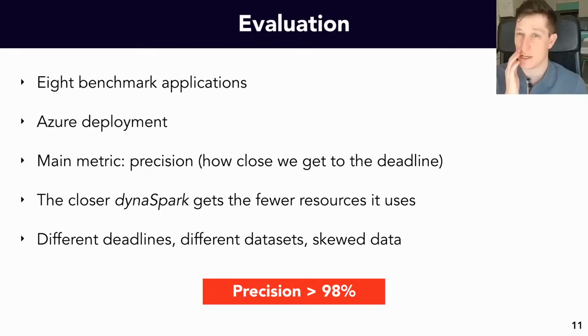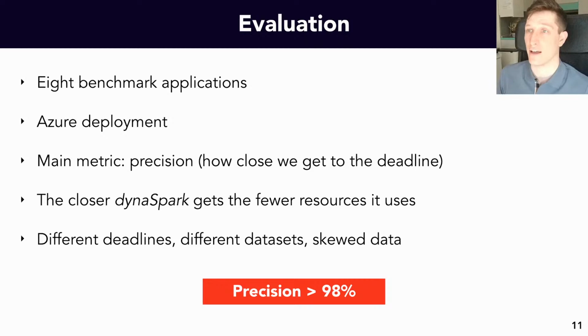For the evaluation, we extensively evaluated dynaSpark. Of course, here it's greatly summarized. We use 8 benchmark applications, and we deploy dynaSpark in Azure. The main metric that we use was precision, so how close we get to the deadline. The closer dynaSpark gets to the deadline, the fewer resources it uses, of course, without violating the deadline. And we tried different deadlines and different datasets for each application. Also, we tried a different distribution of the datasets, even skewed datasets.